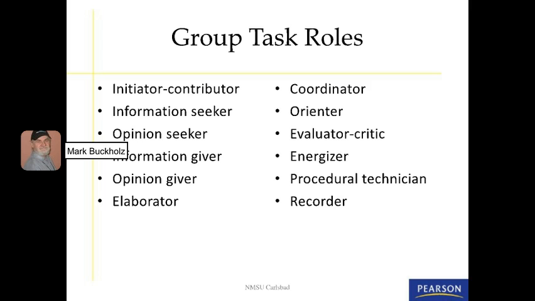The following list of group task role labels is fairly self-evident. We may contribute to the work of the group by being an initiator-contributor, an information seeker or giver, an opinion seeker or giver, an elaborator, a coordinator, an orienter, an evaluator-critic, an energizer, a procedural technician, or a recorder.